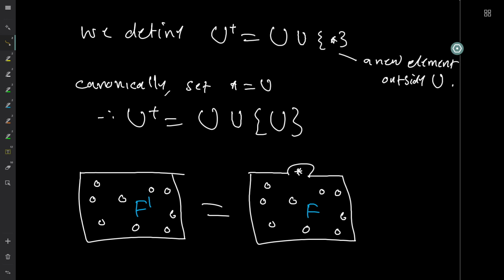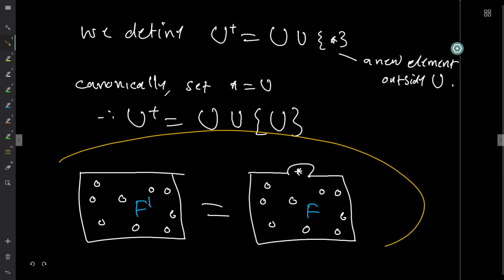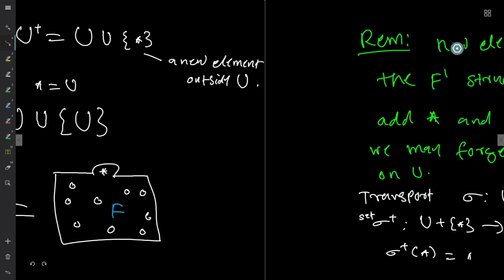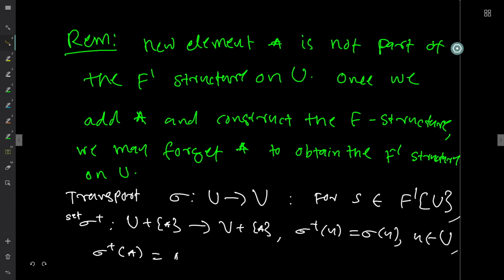I mean, we can of course do another way. That is okay. So another picture representation is the following: an F dash structure on a set U is basically an F structure on the set U with a new element, where the new element is sitting outside. You put the F structure, forget about this, whatever it is doing there. Before looking at an example, I will make a remark that the new element is actually not part of the F prime structure on U, because it's never part of U. Once we add star and construct the F structure, we can forget star to obtain the structure.